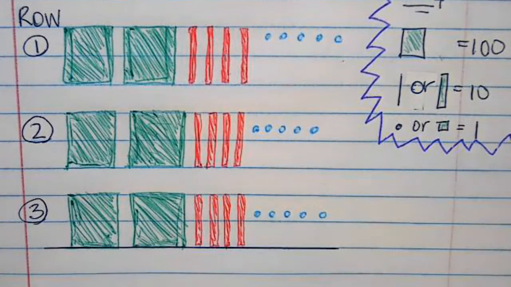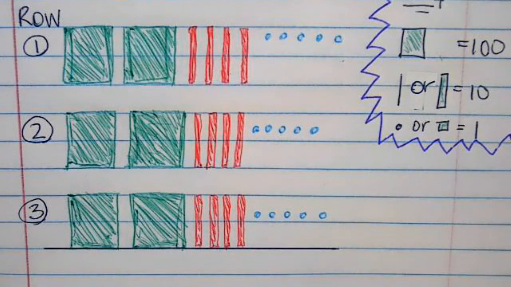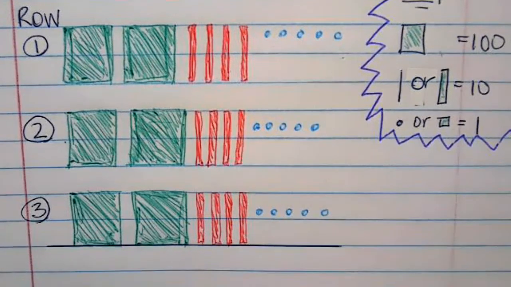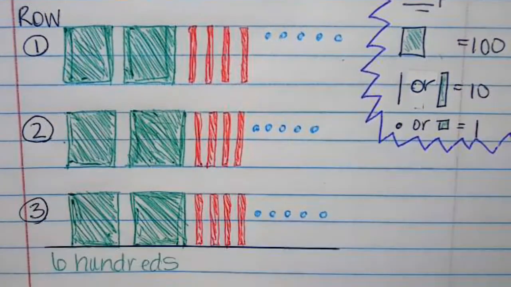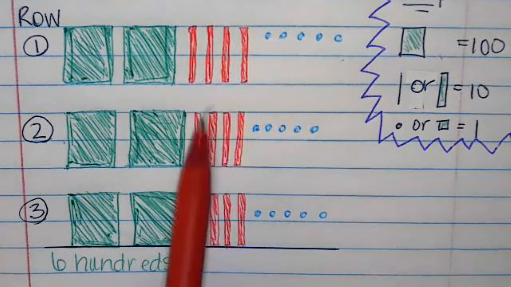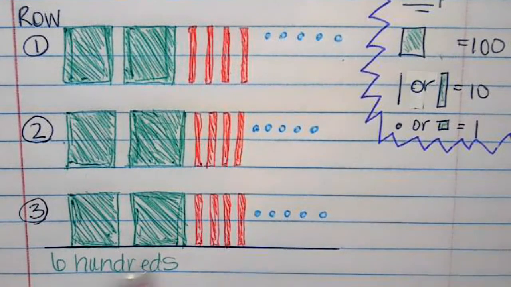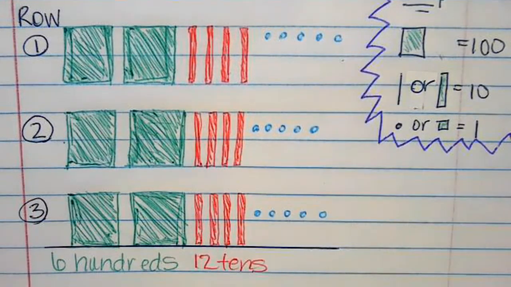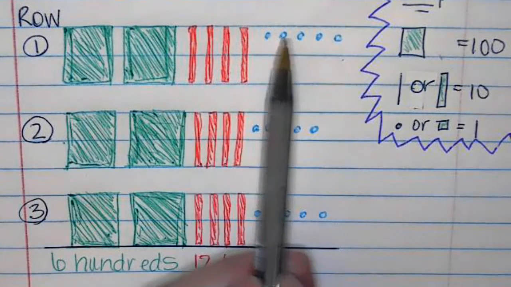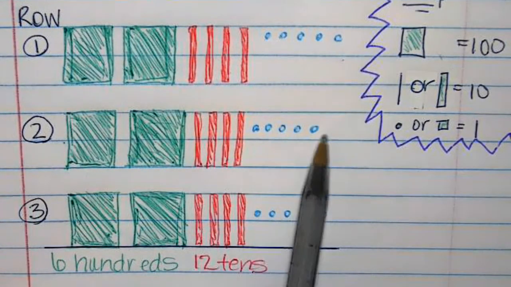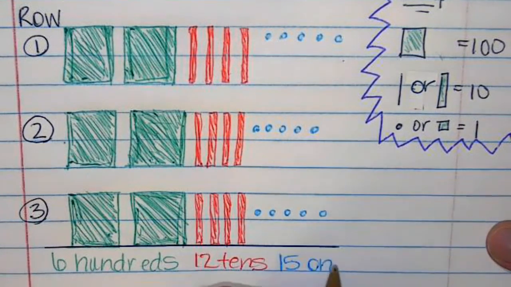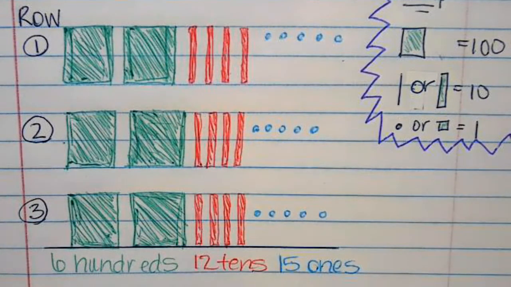The next step is we are going to count up what we see. I see 1, 2, 3, 4, 5, 6 hundreds. So I'm going to write down at the bottom that I have 600. I have 1, 2, 3, 4, 5, 6, 7, 8, 9, 10, 11, 12 tens. So I'm going to write down 12 tens. Then I'm going to count my units or my ones: 1, 2, 3, 4, 5, 6, 7, 8, 9, 10, 11, 12, 13, 14, 15 ones.